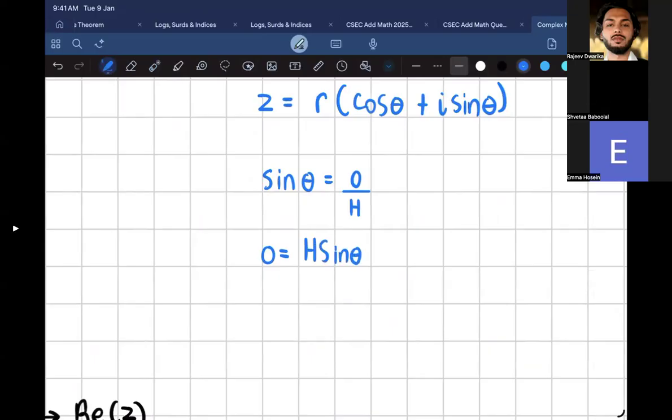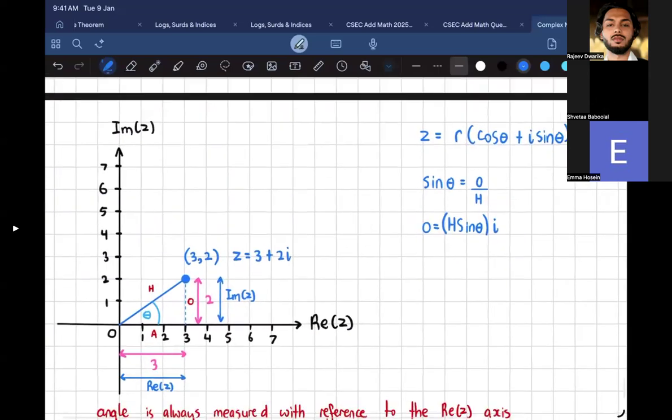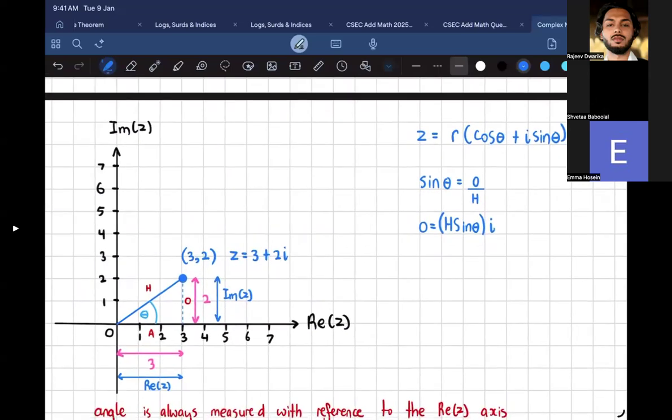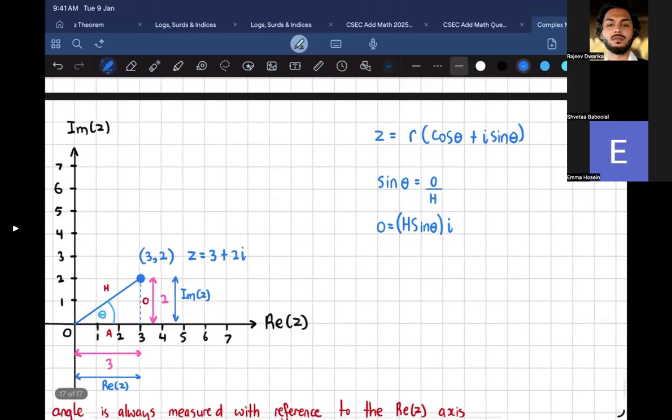Now, wouldn't this correspond to the imaginary part? So I write i. Did I confuse you? Emma, are you confused or are you with me so far? No, good. All right, cool.